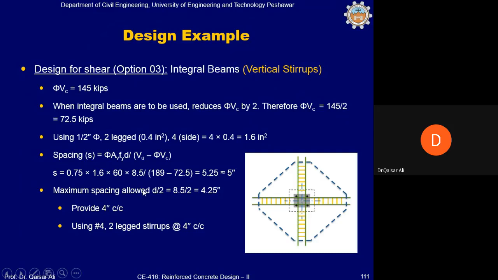Maximum spacing allowed as per ACI code is d by 2, where d is the effective depth of the slab, so this is 4.25 inch. We'll select 4 inch spacing and use number 4 two-leg vertical stirrups at 4 inch center.